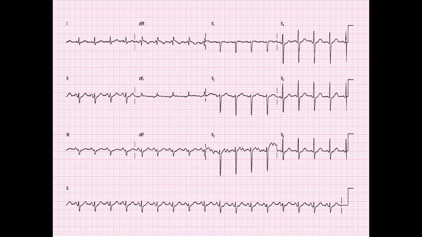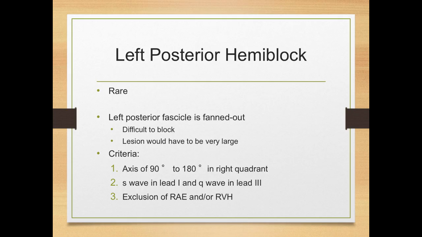Drum roll: pathologic left axis deviation is a left anterior hemiblock. Well, that was pretty easy. Left anterior hemiblock. Let's move over to the left posterior hemiblock, which is a little bit more complicated. It's got a couple extra things in it.